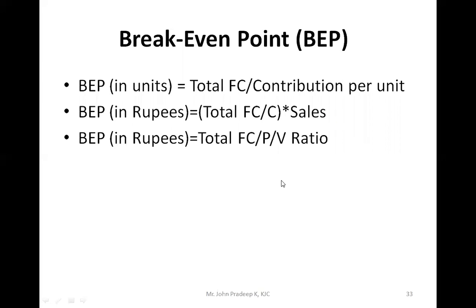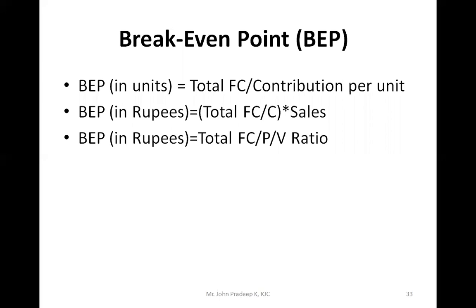So the formula is total fixed cost. FC here means total fixed cost. Total fixed cost divided by contribution per unit. So please remember it is contribution per unit, not total contribution. And then BP in rupees, the formula is also the same. Only thing, you have to multiply that formula by sales. That is total fixed cost divided by contribution, into sales. And one more formula you can use to calculate BP in rupees is with the PV ratio, that is total fixed cost divided by PV ratio.